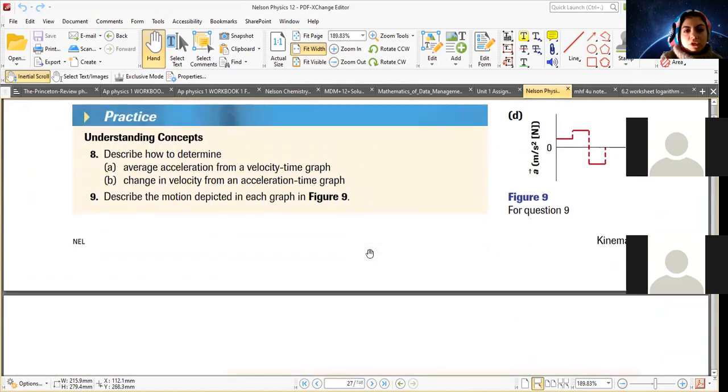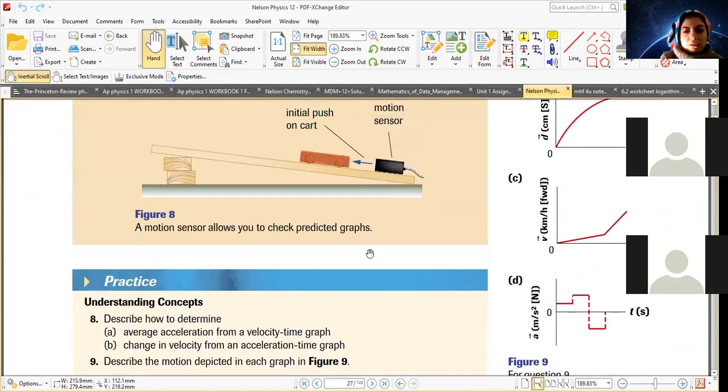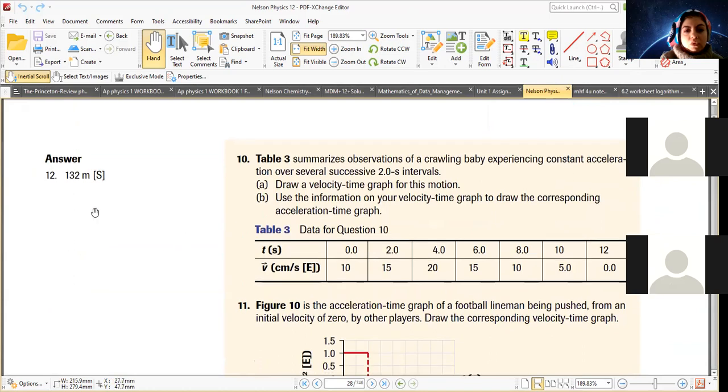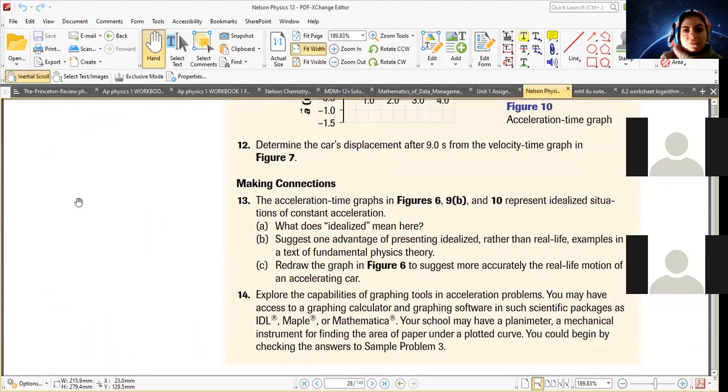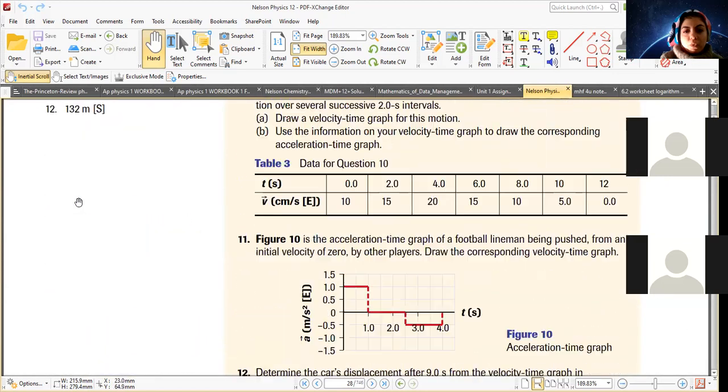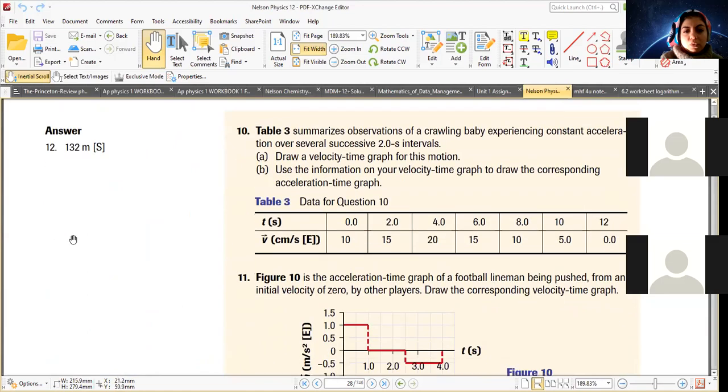Okay, for the question, I want you to do this. This is just question number 12. This is page, oh, what page is that? 24. Page 24, number 12.